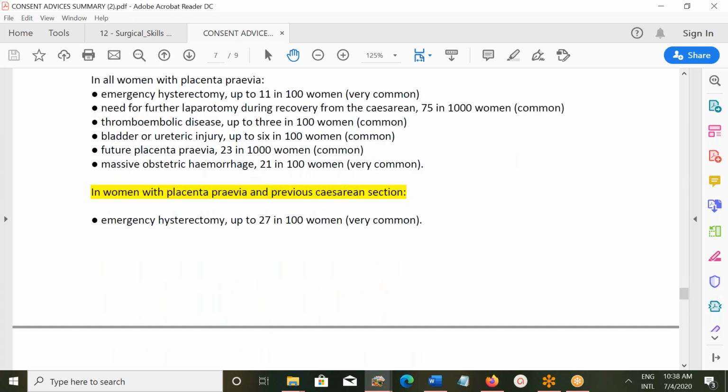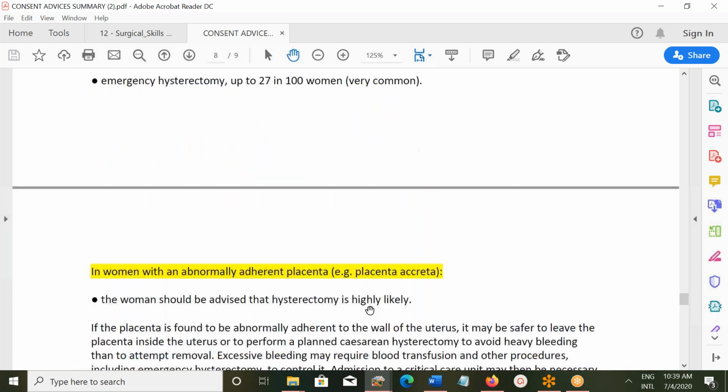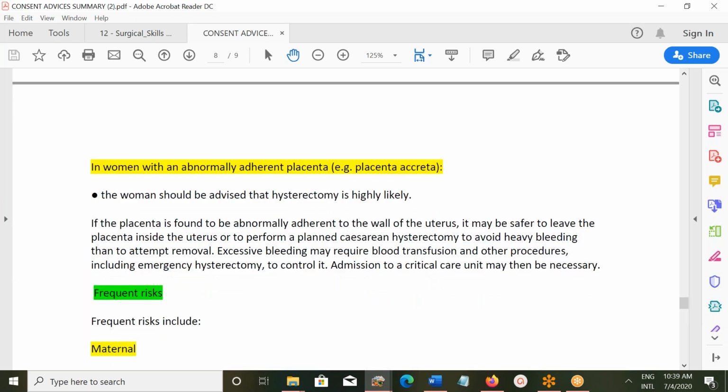In women with placenta previa and previous cesarean scar, the risk of emergency hysterectomy is going to be 27 in 100 women. So for one who has placenta previa and previous section, the chance is 27 in 100. Otherwise, emergency hysterectomy is up to 11 in 100 when she doesn't have any previous surgery. But now with the previous surgery, you can see her risk is going to be more than double. 11 into 2 is 22, then plus 5. So that is a 240% increase in the risk of having hysterectomy.